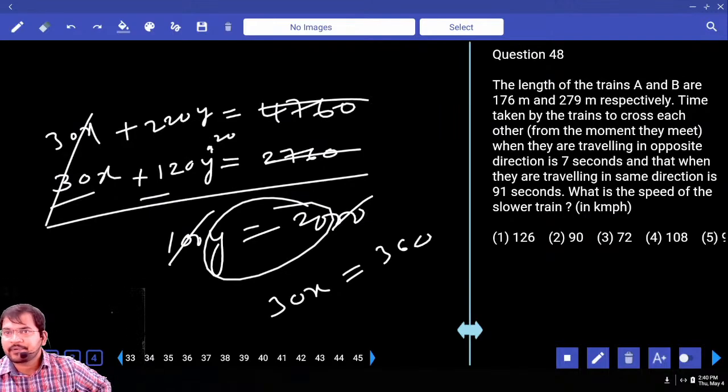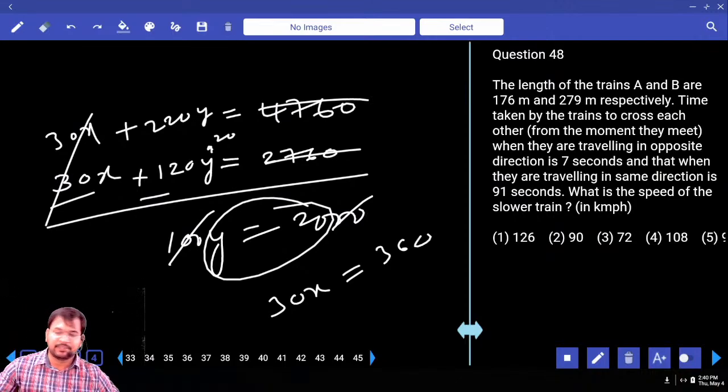Are you ready? The lengths of trains A and B are 176 meters and 279 meters respectively. The time taken by the trains to cross each other when they are traveling in the opposite direction is 7 seconds, and when traveling in the same direction is 91 seconds. What is the speed of the slower train?